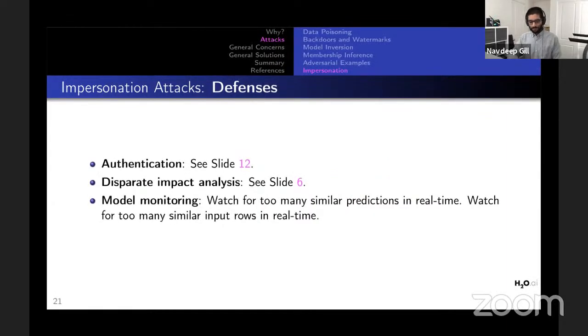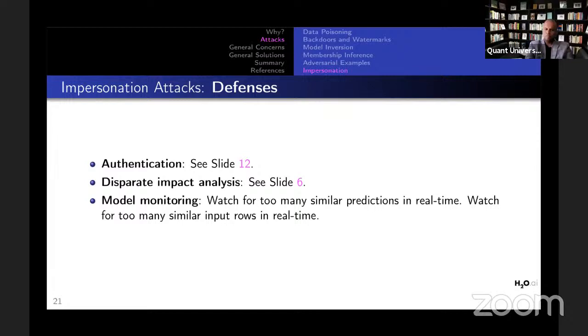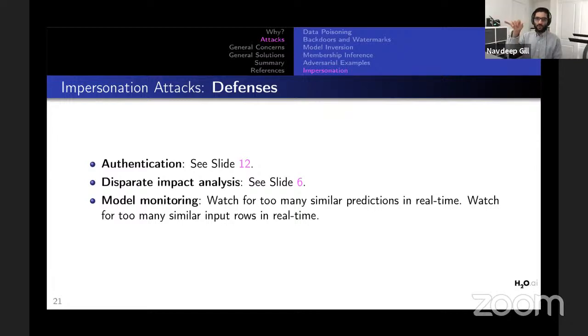And then once again, the same two things apply: authentication and disparate impact analysis, and then you also want to look at model monitoring. So in this case, you want to look for when there are a lot of similar predictions in real time. And you also want to look for input data that's very, very similar each time. It would be kind of odd to see the same row appearing over and over again, or several times in different places, which is maybe something that a hacker might try to do. They won't just send data all at once, they'll spread it out.